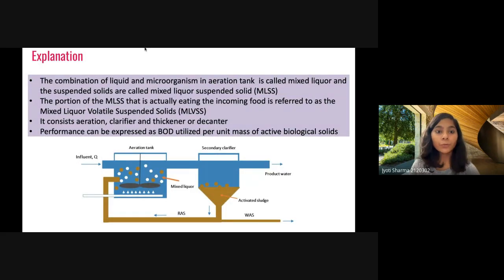So let me show you. Just see here, the combination of liquid and microorganisms in the aeration tank is called mixed liquor suspended solids. The portion of MLSS that is actually eating the incoming food is referred to as mixed liquor volatile suspended solids, that is MLVSS. So this is what I wanted to explain in this question. I think this is clear now. Okay.